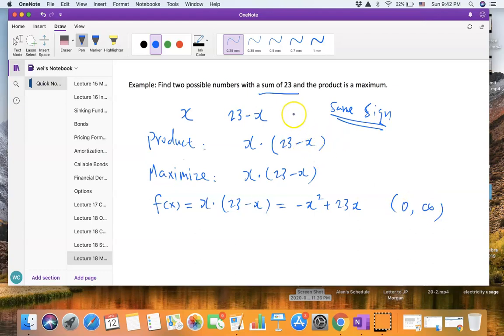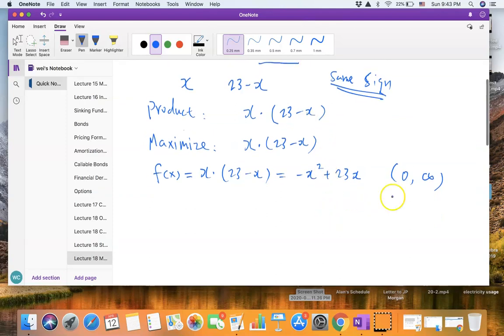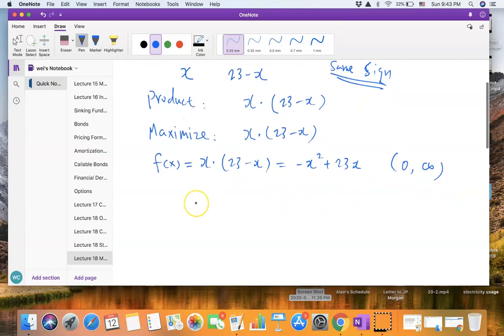Why are they both positive? Because the sum is a positive number. So if both numbers are negative, their sum won't be 23. So therefore, the domain we determine here is from 0 to infinity.